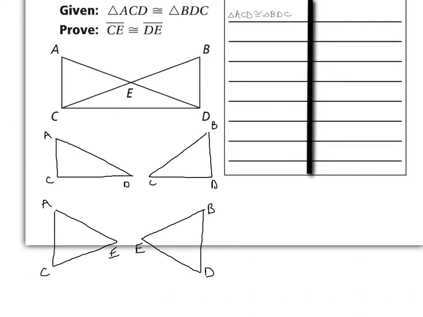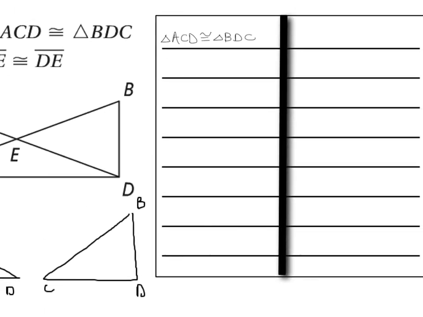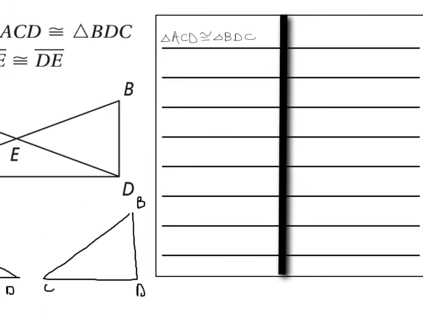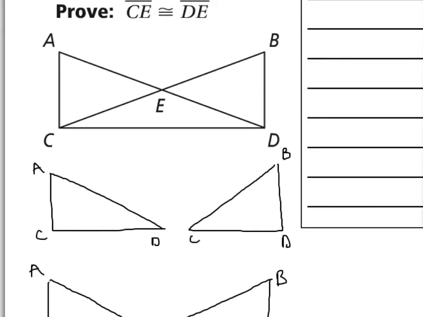Okay? Now, as we start out here, you'll notice in the given, they give us that the triangles are congruent. And this is something different because we've never had the triangles congruent in the given. So, as I mark this down, I know that that's my given. Now, that's important because triangle ACD and triangle BCD are congruent, which is these two triangles right here. These two triangles.